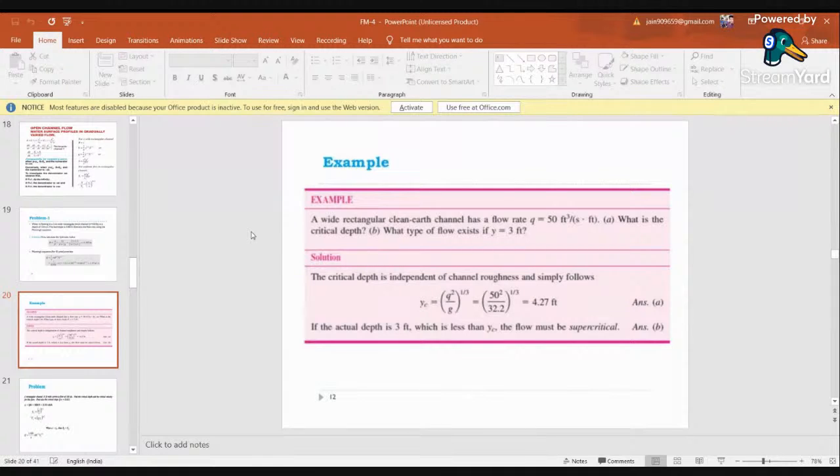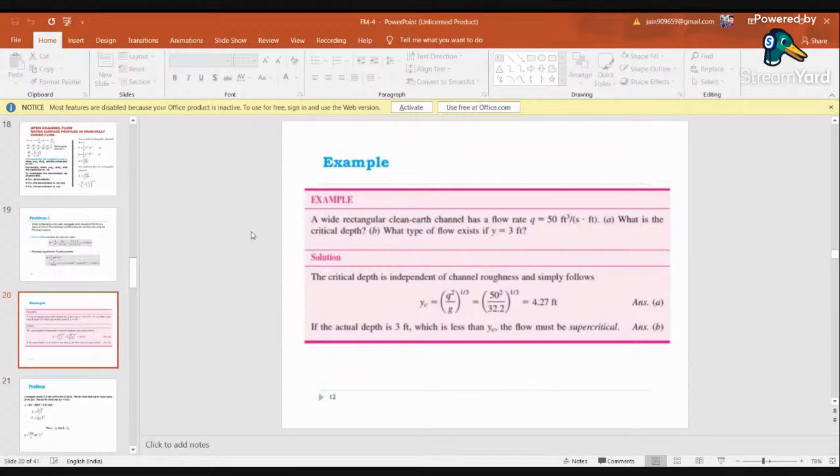Okay. So small q is already given. If it is not given, then you have to find it by dividing the discharge by the width of the channel. That is discharge per unit width, Q divided by b, will be small q. Here in this case it is directly given. So 50 square divided by g, and it is given in feet, so it is 32.2, in feet square per second. We have to convert it. Then you will get the final answer as 4.27 feet.